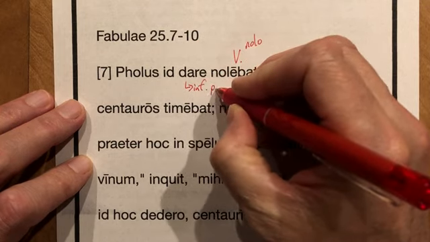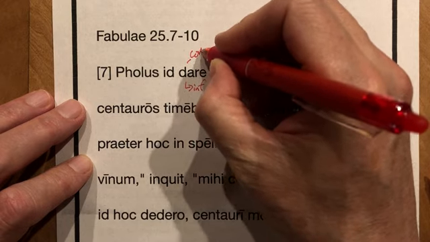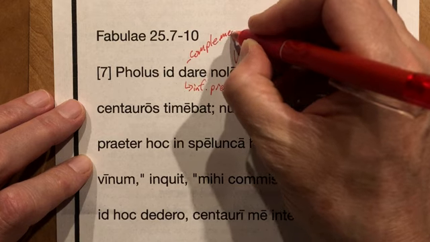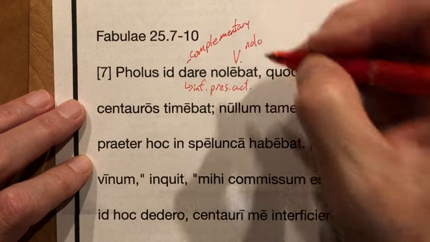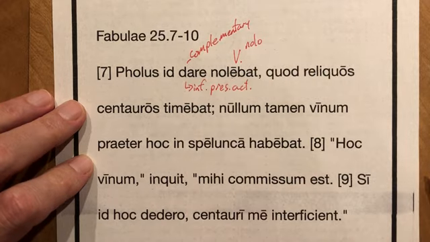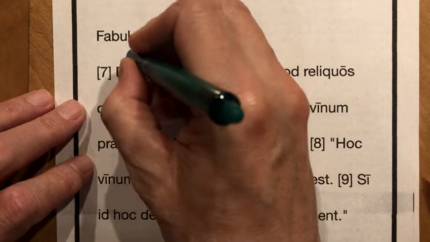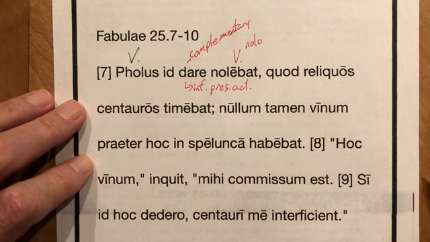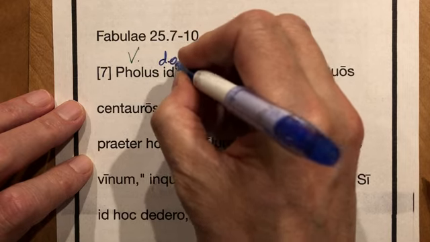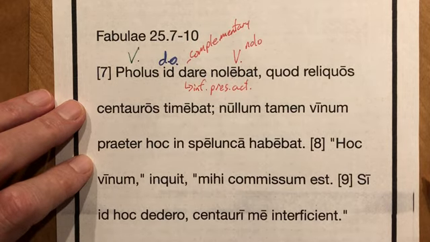Active. It's complementary because it completes. It's a long word. So this verb isn't complete without dare. And your subject, of course, is folis. And the direct object of the infinitive is id. D-O, right there. Id.